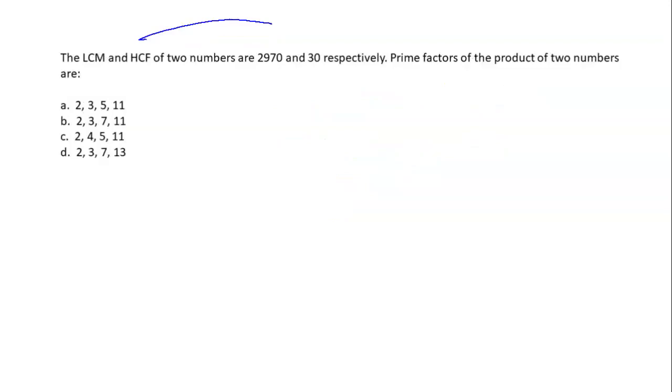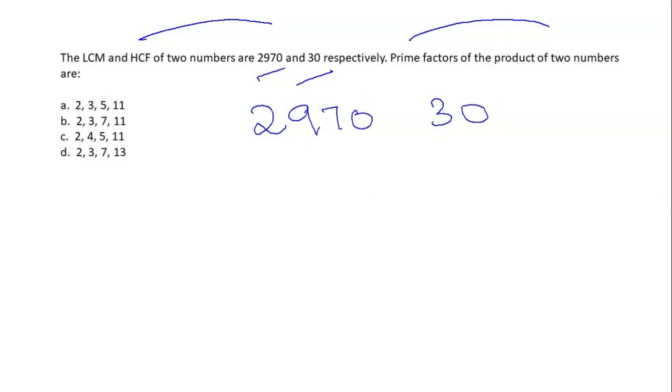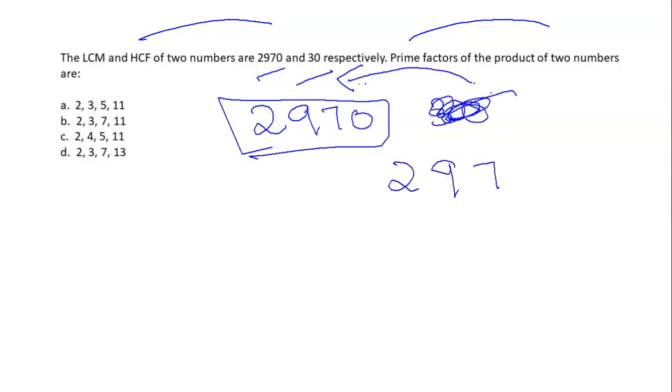The LCM and HCF of two numbers is 2970 and 30 respectively. The prime factors of the product of the two numbers is the question. 2970 and 30 is what they gave you. It is obvious that the LCM and HCF are two of these numbers, and 30 is also inside 2970. So for 30 and 2970, the LCM is 2970 only, so obviously we do not consider 30. They are asking for the prime factors of 2970.